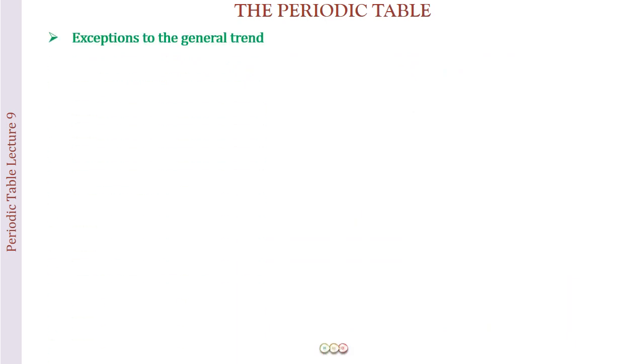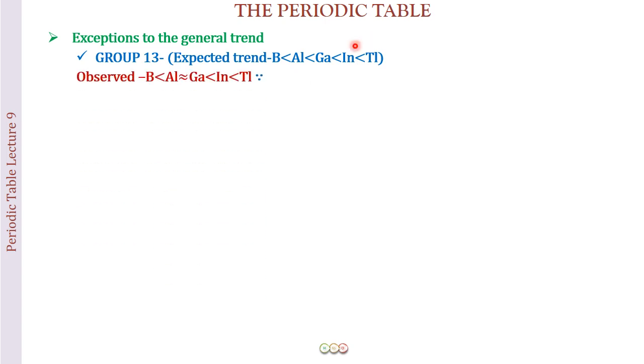So let us see a few exceptions to the general trend that we have learnt till now. Group 13 elements, what do you expect? We expect that going from top to bottom, there is going to be an increase in atomic size from boron to aluminium to gallium to indium and thallium. But this does not actually happen. The observed trend is that boron, yes, is the smallest, but aluminium and gallium are almost similar in size. Gallium does not have an atomic size larger than aluminium.